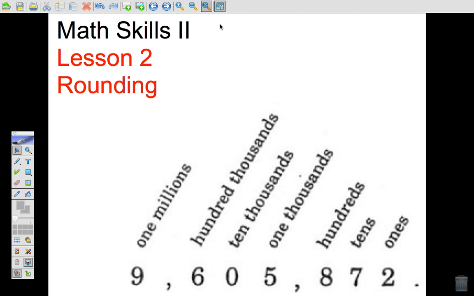Okay, our second topic in lesson 2 is called rounding. Remember with our first topic, we talked about the number line and ordering numbers, and now we're rounding numbers. As you recall, we've got our place value chart, and we've got our decimal point to the far right side. And then we have the ones, the tens, the hundreds, comma, the thousands, the 10,000s, 100,000s, comma, millions, 10 millions, 100 millions, and so on.